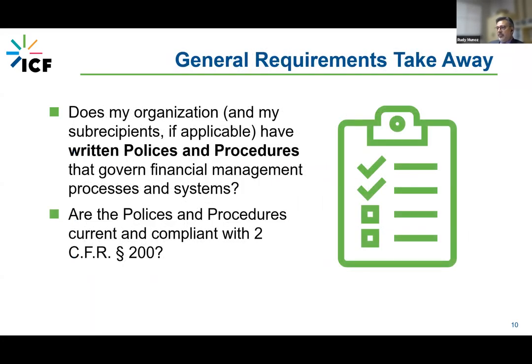So what are the takeaways from the general requirements section that we just discussed? We can start by asking ourselves, does my organization, as well as any subrecipients that I may have funded, have written policies and procedures or written standards that govern the financial management process and the financial systems? Ask ourselves, are the written standards current? And are they compliant with 24 CFR Part 576 and 2 CFR Part 200?